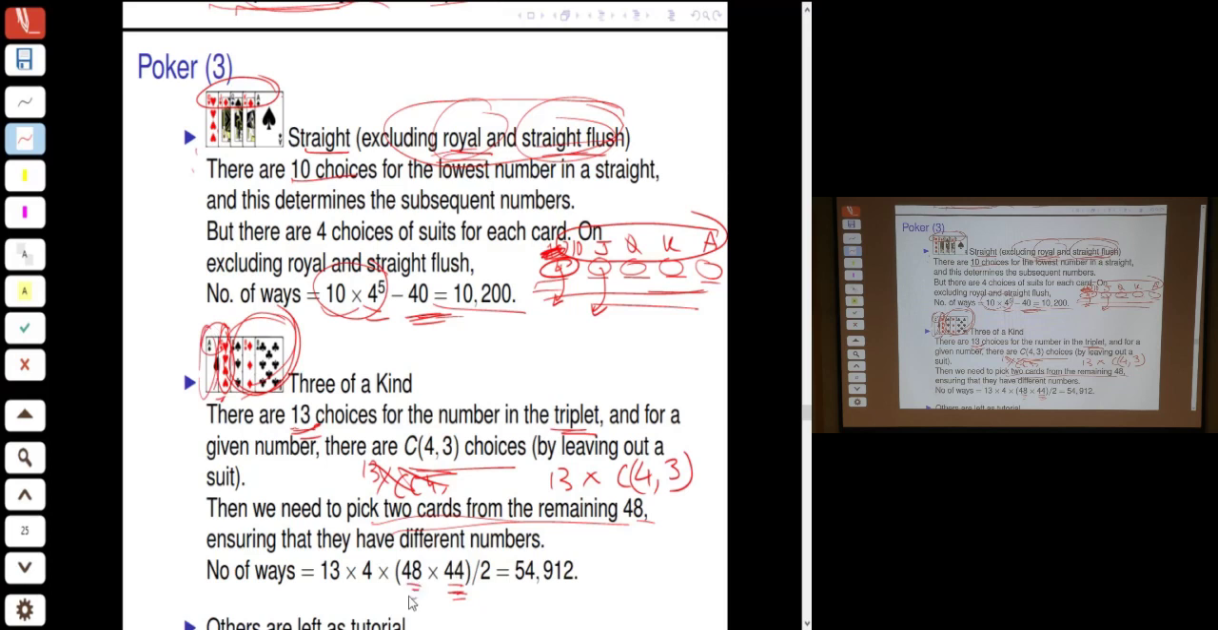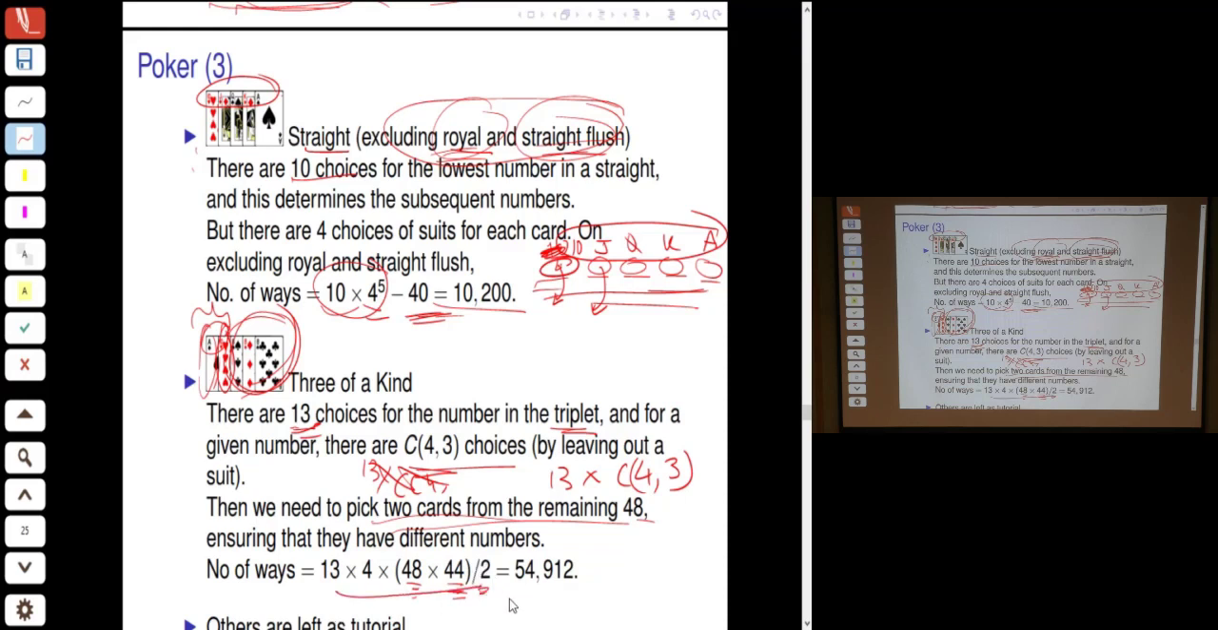And once you do that, you will notice that what you are interested in is really combinations of cards, whereas what you have counted is the ordered pair of the first card and the second card outside the triplet. So you have overcounted, you have counted every combination of the first 2 cards twice. So you have to divide by 2, and if you do the calculation, you will get 54912.